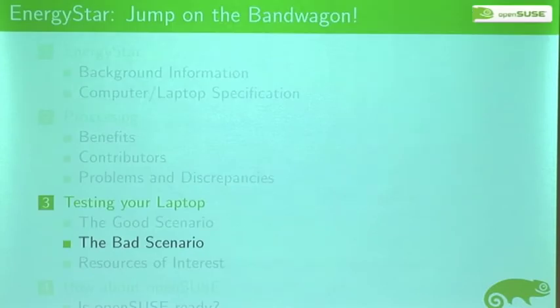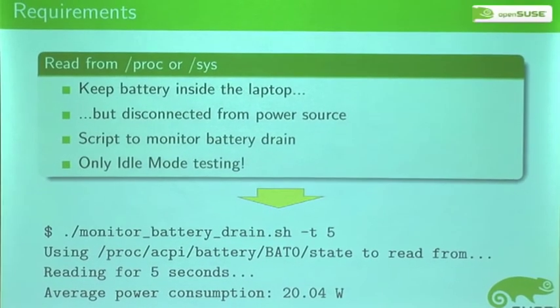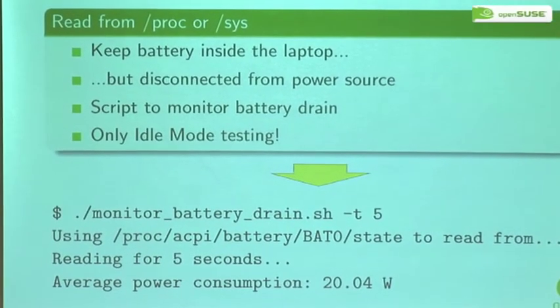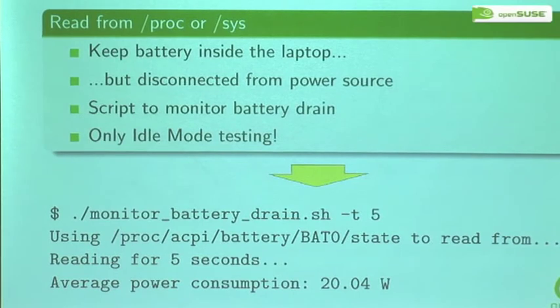So that's also the bad scenario, and that's really just for fun if you want to give it a very quick glance. In this case, you just read the battery drain from the file system, procfs or sysfs. So for this setup, you have to keep the battery in place and disconnected from the power source. And then you need a script for monitoring the battery drain, or you can also use tools like PowerTop.